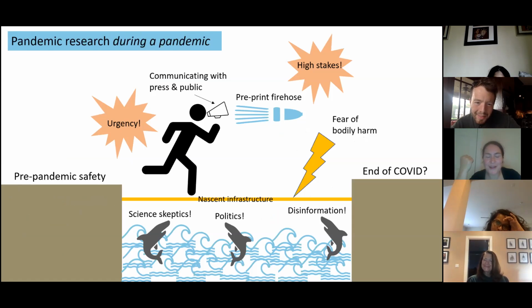We've got fear of bodily harm. Some of you may have seen reports of death threats against public health officials and people who are modeling or predicting that this could be bad. We've got the skeptics and the politics and the disinformation and very shaky infrastructure to be running across here to try to do all this work.